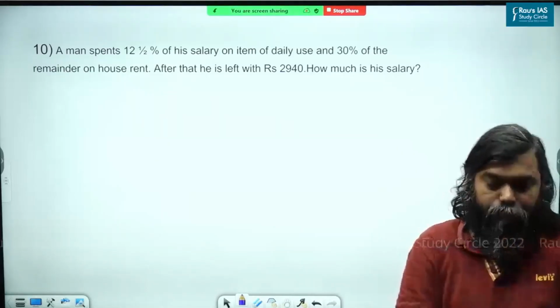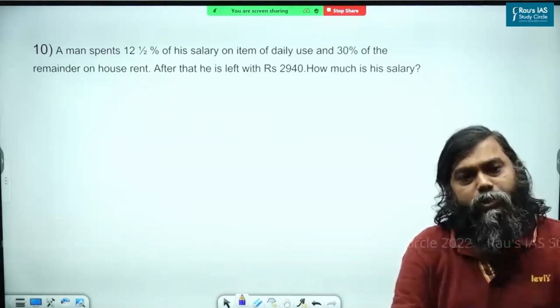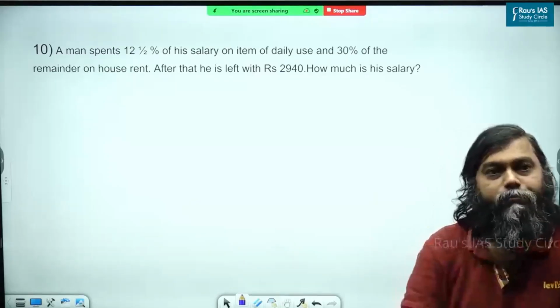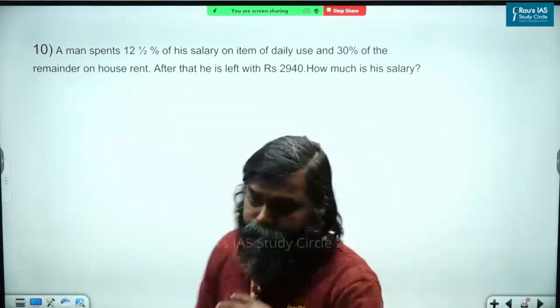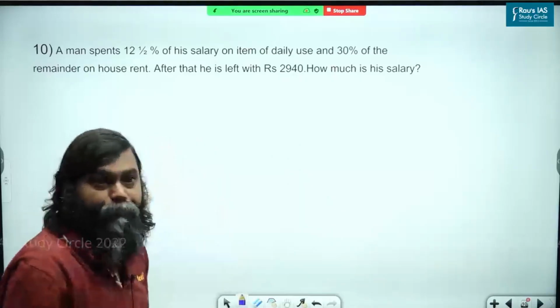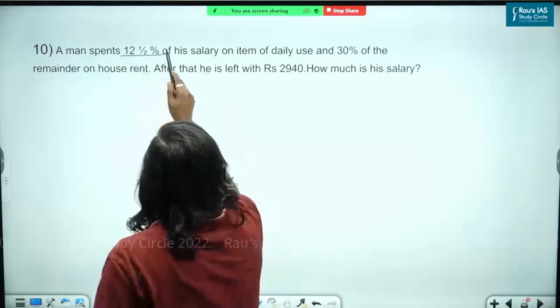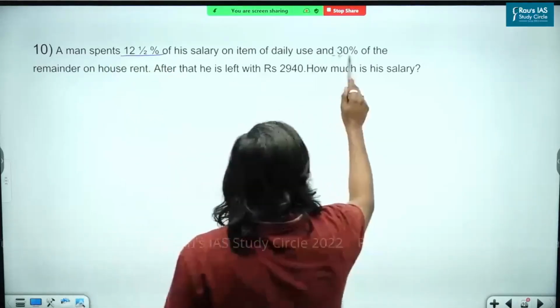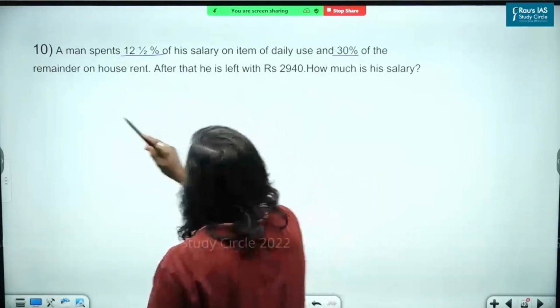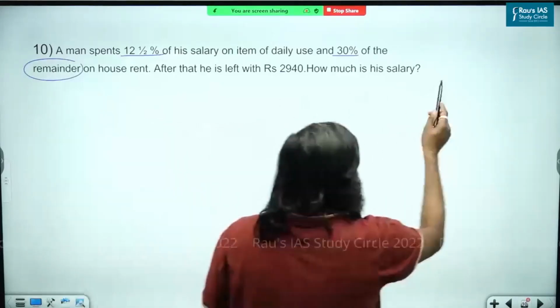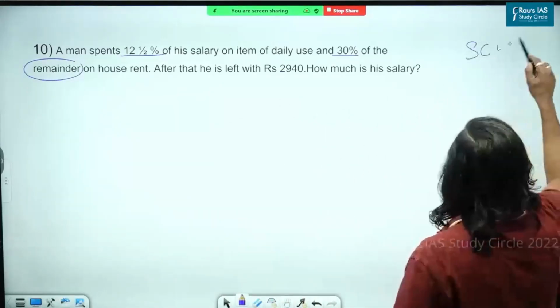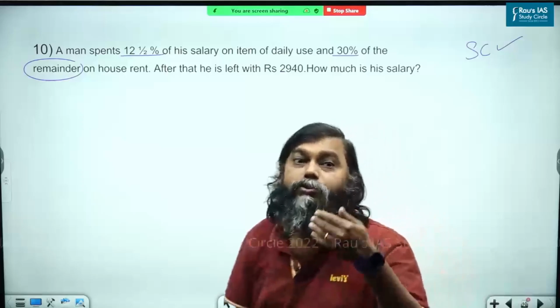Yes, sir. You can solve this question by successive changes, because more than one percentage is given and the income is varying, original and new income. This 12.5% of original and this 30% of original are left out. That means this question is suitable to solve by successive changes also.